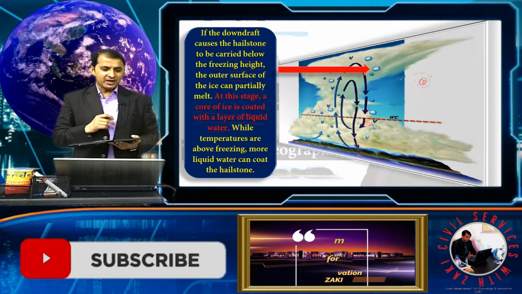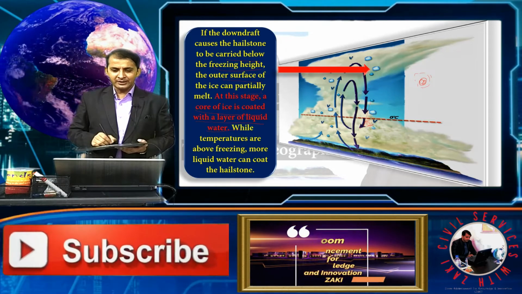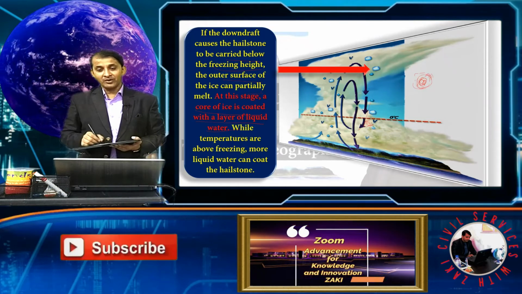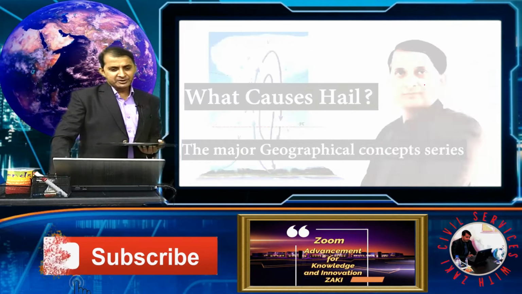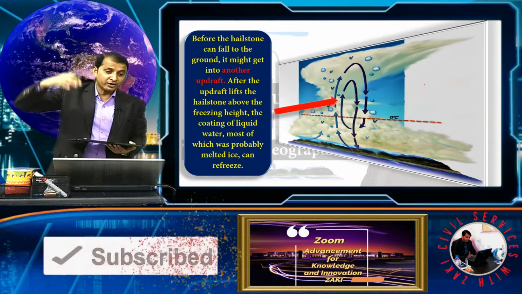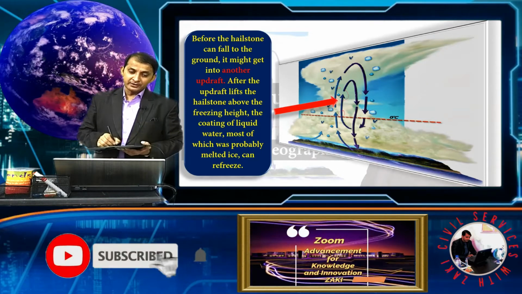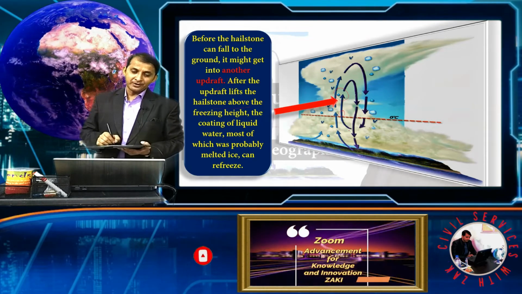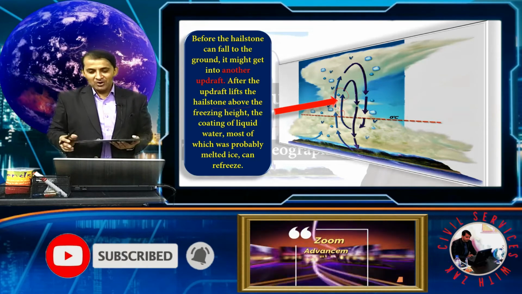While temperatures are above freezing, more liquid water is deposited on the chunk of ice. But before the hailstone can fall to the ground, it might get caught in another updraft. After that updraft, the hailstone goes above the freezing height, so they finally reach the freezing point again.